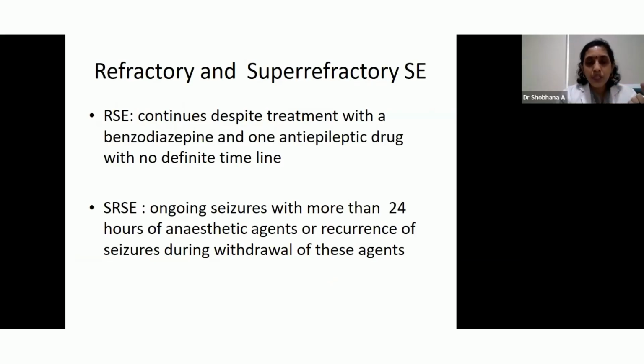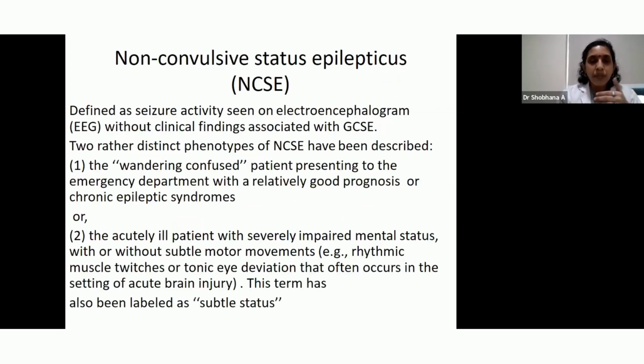It is an ongoing seizure with more than 24 hours of anesthetic agents like continuous infusion of midazolam or propofol or ketamine, or recurrence of seizures when you are trying to withdraw these medications. That is a super refractory status epilepticus.